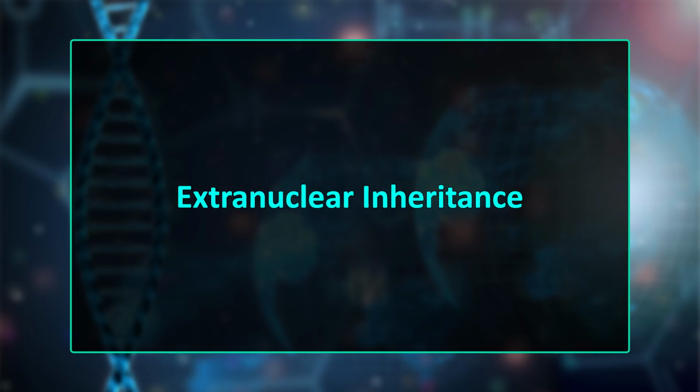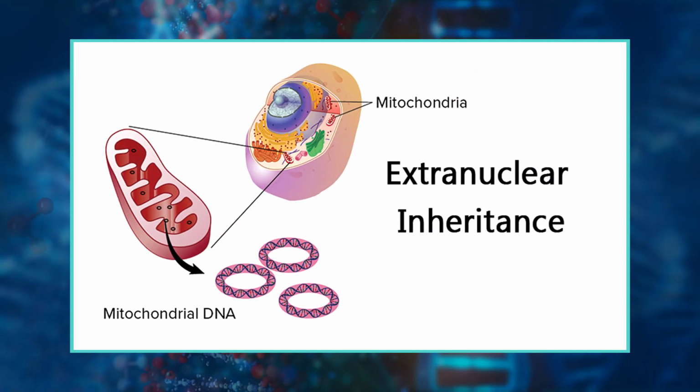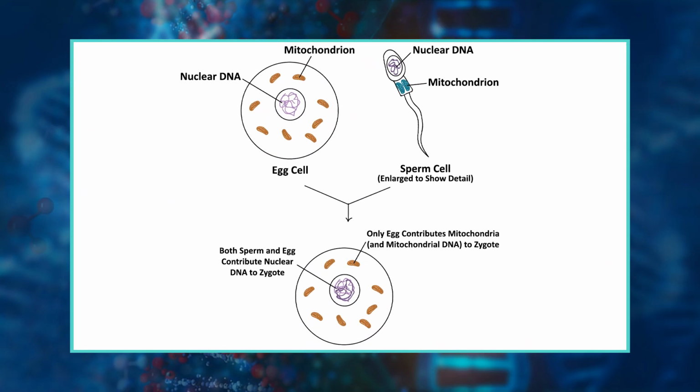Dear students, let's now discuss extranuclear inheritance. It is the transmission of genes that occurs outside the nucleus. That is, the mitochondrial DNA is passed on from mother to offspring. It usually occurs in cytoplasmic organelles such as mitochondria and chloroplasts.